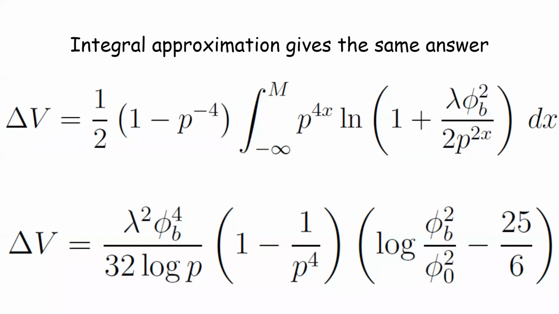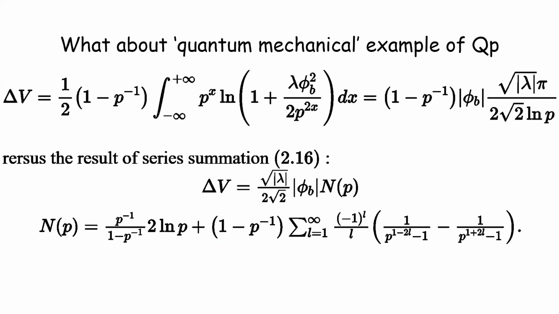So this opens the way to conjecture that the integral estimation is very good, and for the analog of two-dimensional fields and four-dimensional fields, it gives the same answer as the agonizing estimation of different parts of the series. But it's interesting to see what happens where we have a finite answer. What about the quantum mechanical example of just Q_p?